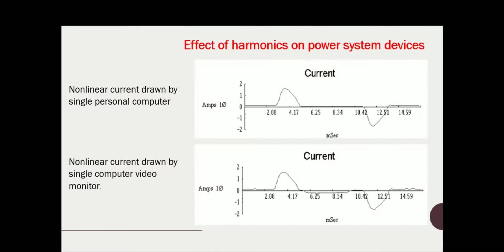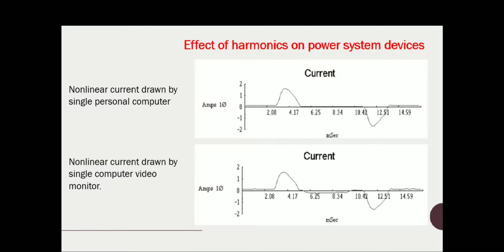Here, these are some of the sources that are typically from the industrial side: switching devices, arcing devices, and saturable devices. And then we can discuss the effect of harmonics on power system devices. What are the effects of harmonics on power system devices? So here you can see some typical characteristics of current waveforms.